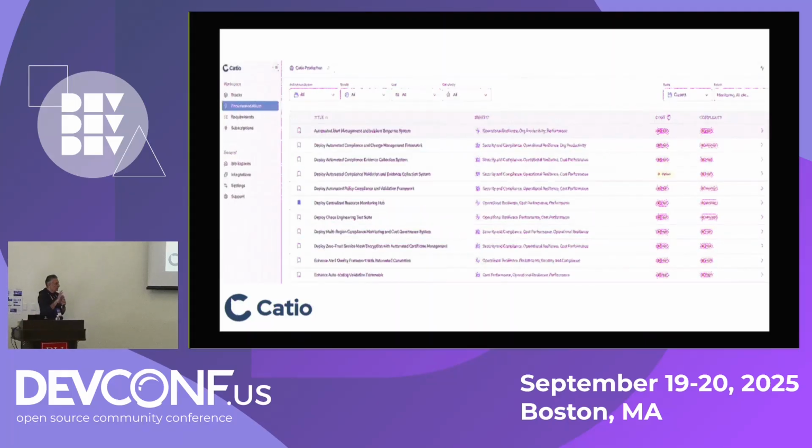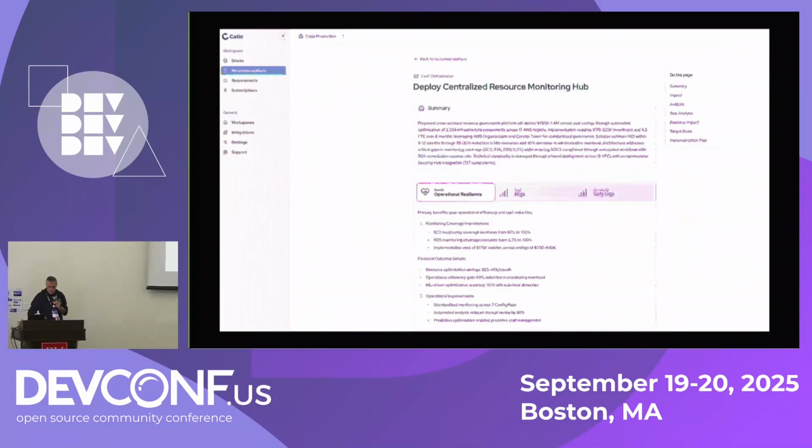I'm going to flash a couple of things here, and then we'll get back to them later. This is just one of the modules that the Cat.io tool provides. But in essence, what we're producing are a number of very, very specific recommendations and optimizations about your architecture. And it comes from deep understanding of your architecture. And they're very explainable. So this is an example of a recommendation where it goes through a summary, impact analysis, gap analysis, all that kind of stuff. So it's very detailed and very specific to your architecture.